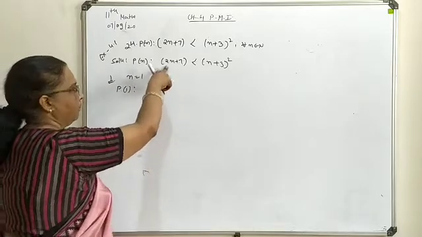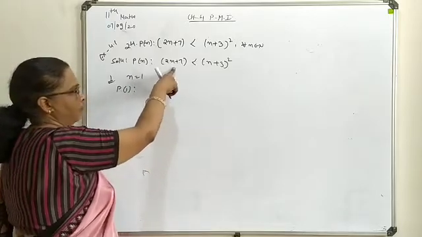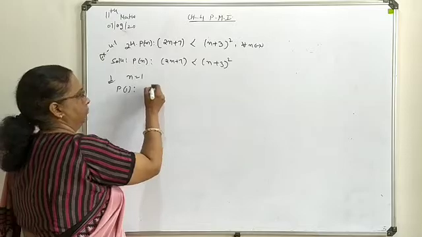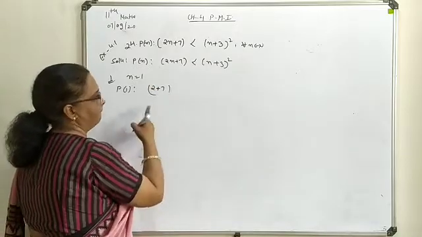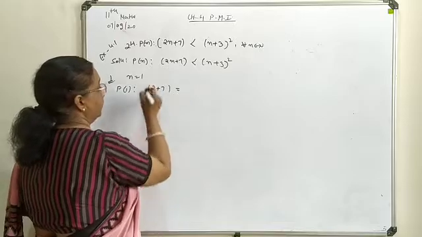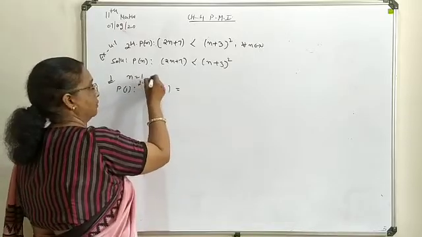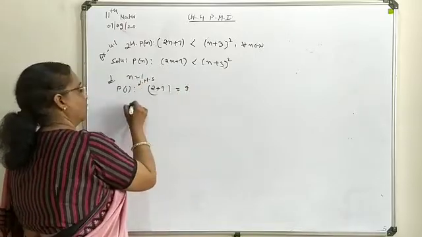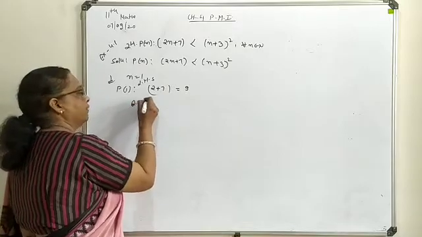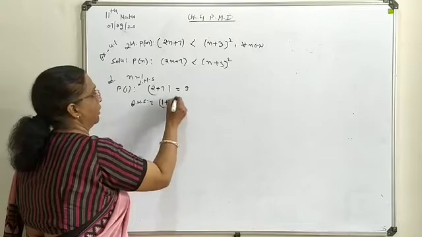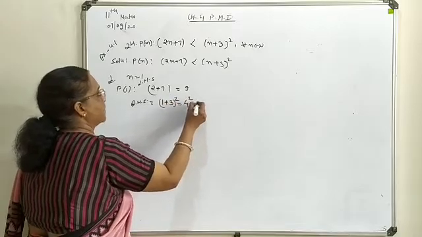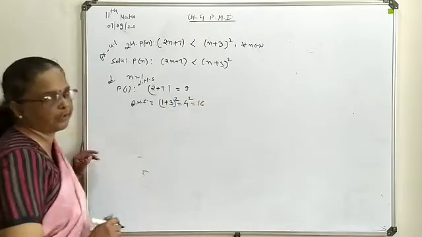Here substitute 1, which means 2 plus 7. That is what the left hand side gives you, 9. On the right hand side, because we are carrying two sides, that means 1 plus 3 whole square, which means 4 square, that is 16. Obviously 16 is greater than 9.